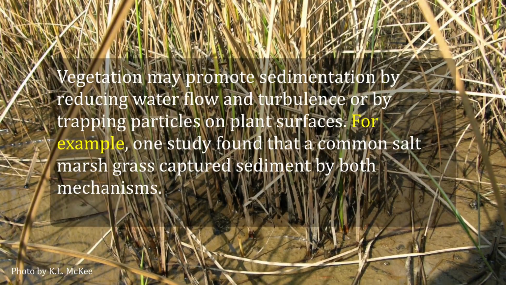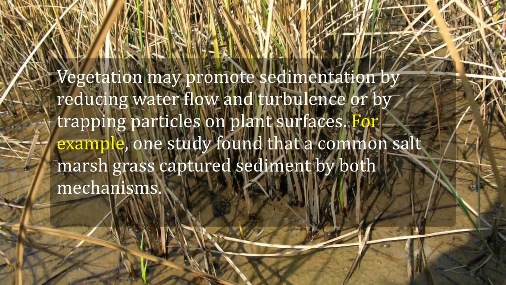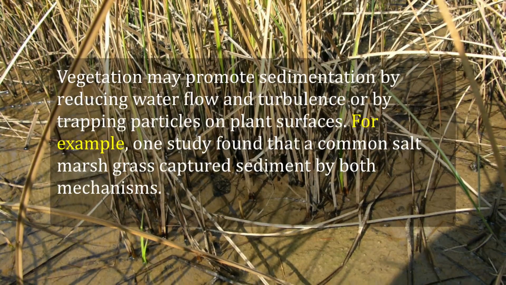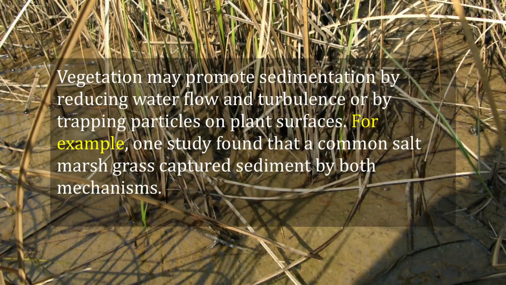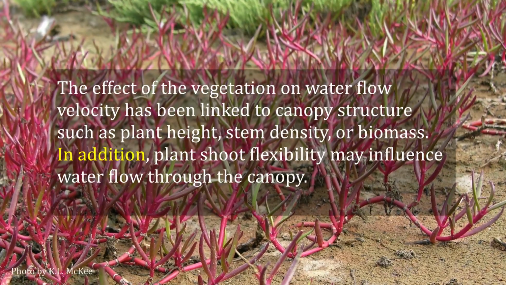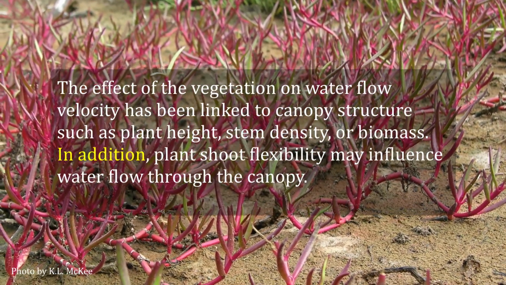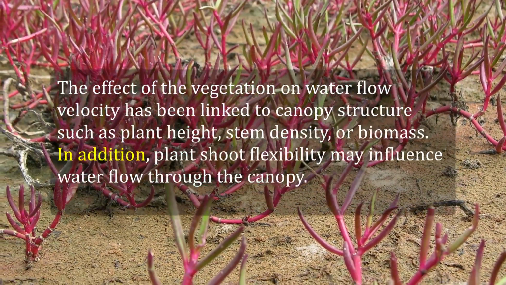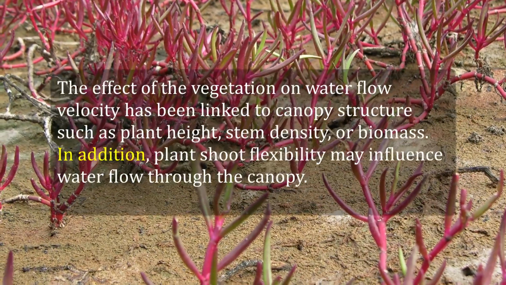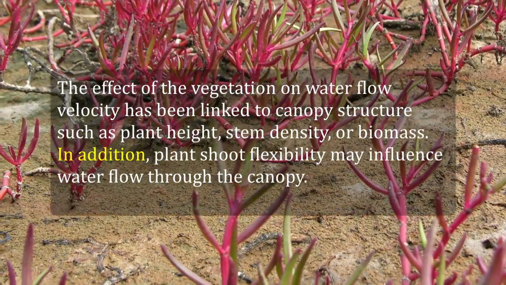Vegetation may promote sedimentation by reducing water flow and turbulence, or by trapping particles on the plant surfaces. For example, one study found that a common salt marsh grass captured sediment by both mechanisms. Use transitions to link several ideas in a paragraph, such as additionally, also, as well as, alongside, and moreover. The effect of the vegetation on water flow velocity has been linked to canopy structures such as plant height, stem density, or biomass. In addition, plant shoot flexibility may influence water flow through the canopy.